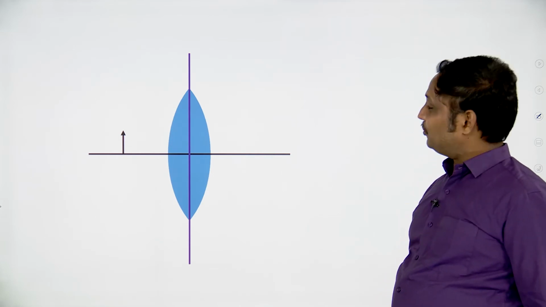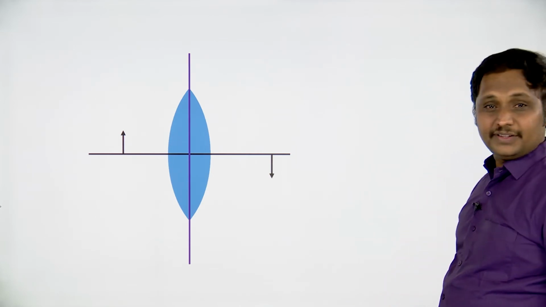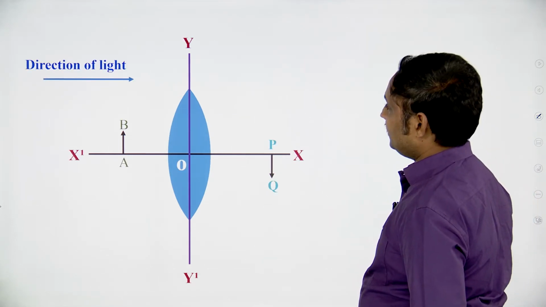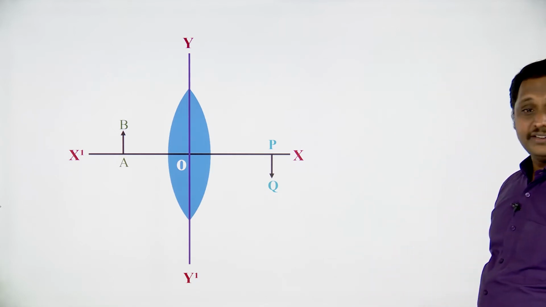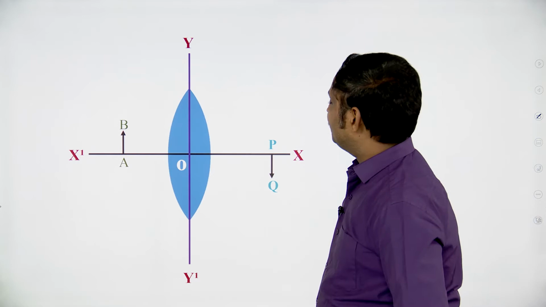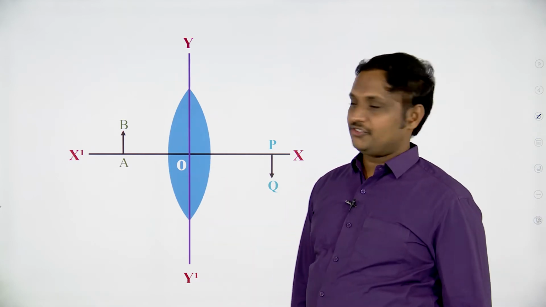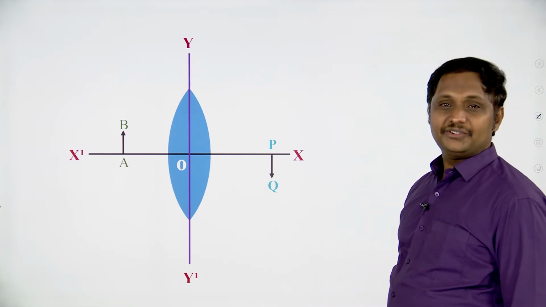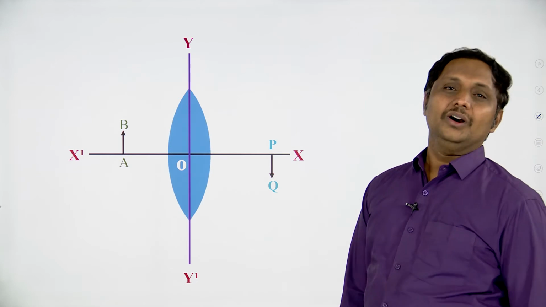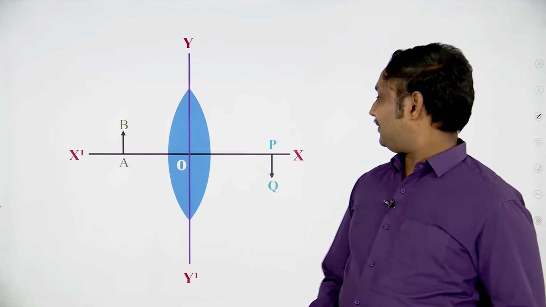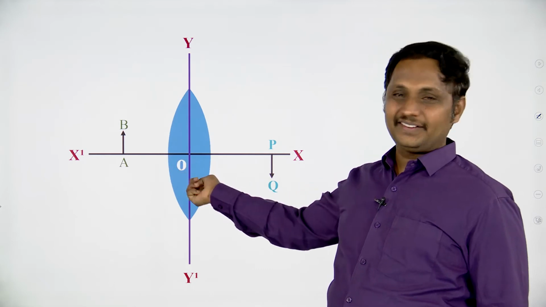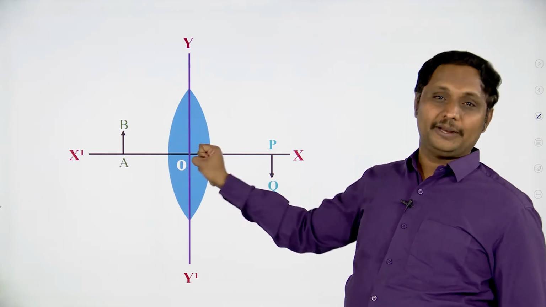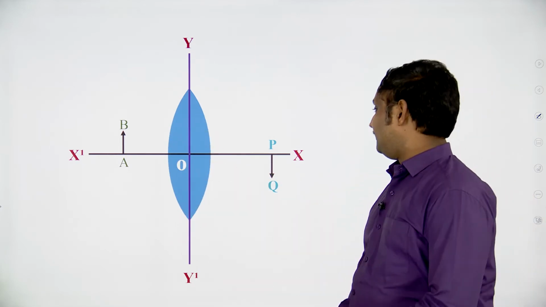Let's assume this is going to be the object, and the image. We have seen like that. That is the direction of incident light. We are all about to know this O is going to be the center, the optic center. The original meaning of x dash and y dash is that they represent the vertical and horizontal axis. Their intersecting point is going to be O. It's going to be the center of that lens, the optic center.